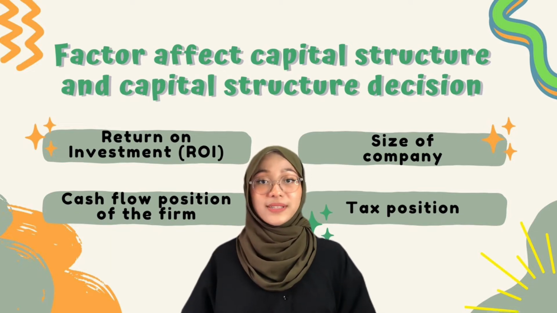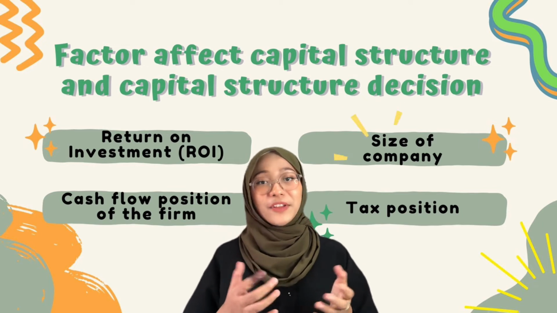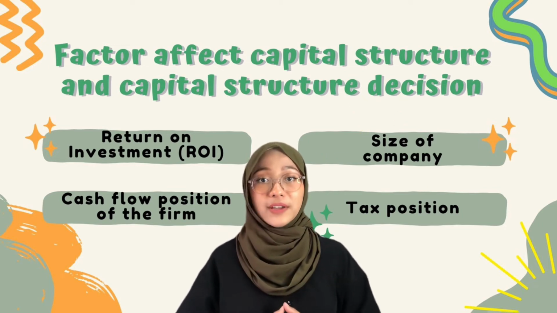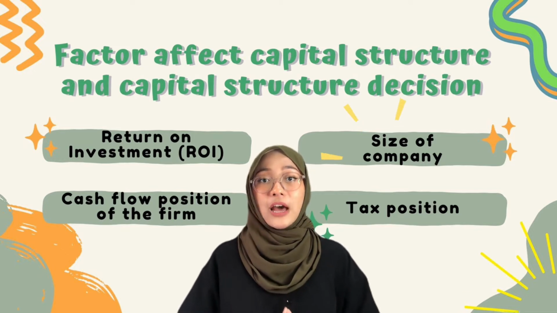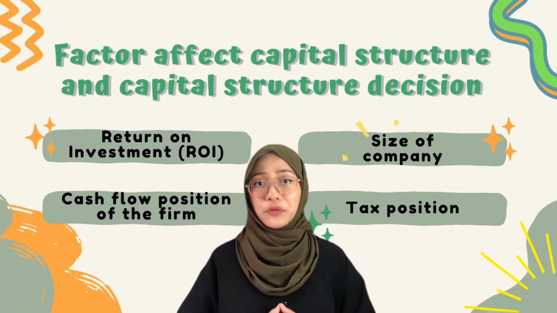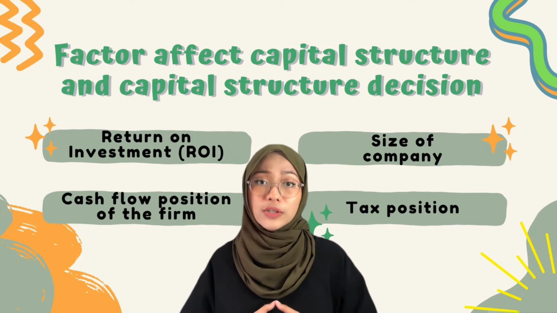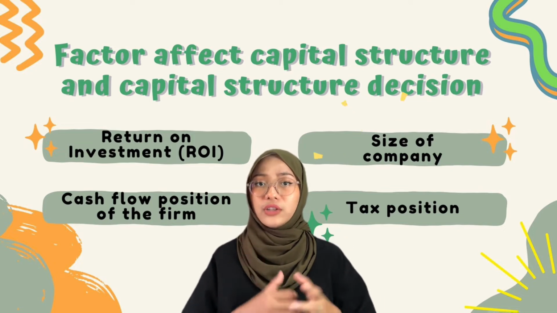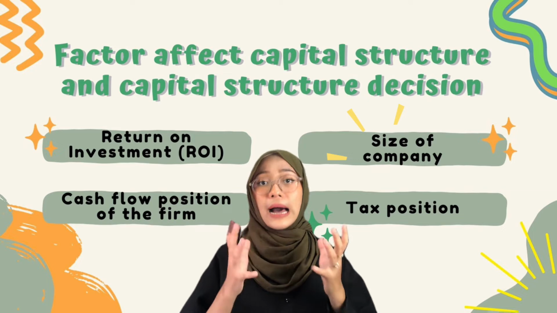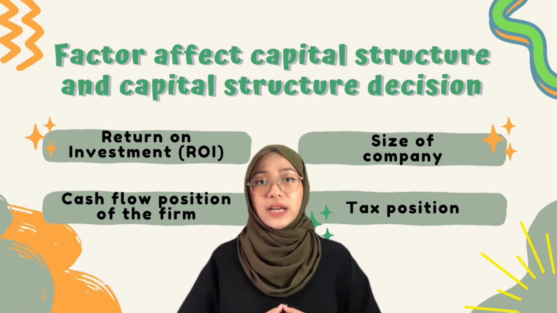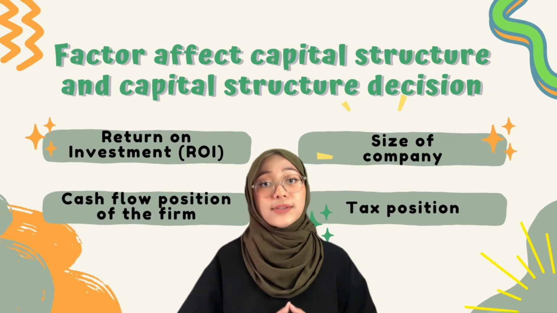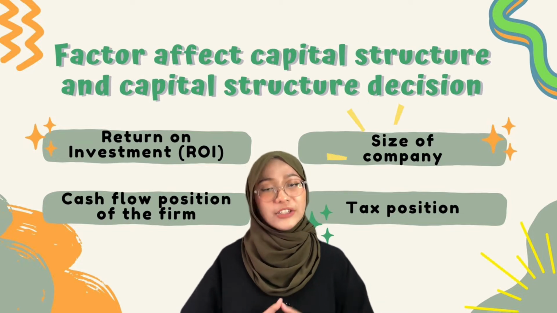The third factor is the size of the company. The size of the company is one of the factors that affect the capital structure and the capital structure decisions. A small-sized firm tends to face difficulty in raising long-term borrowing because some of the financial institutions will provide a high interest rate to the firm. However, the large-sized firm usually gets easy access to borrowing since they have higher capital.